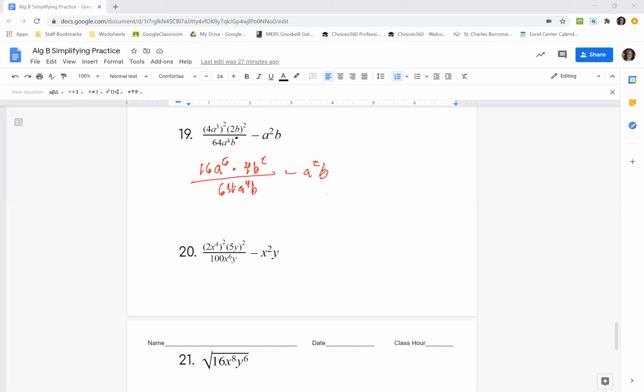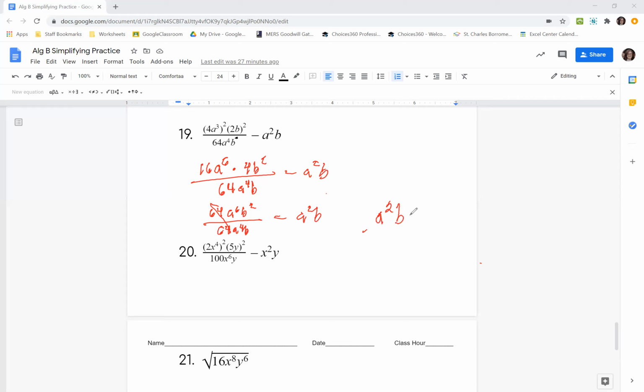So 16 times 4 gives me 64. A to the 6th times b squared is just a to the 6th b squared, okay? There's nothing I can add there. 64, a to the 4th b, still minus a squared b. Okay, 64 divided by 64 is just 1, so I'll cross that out. A to the 6th divided by a to the 4th, I'm going to write it over here. A to the 6th divided by a to the 4th is a squared. B squared divided by b is just b.